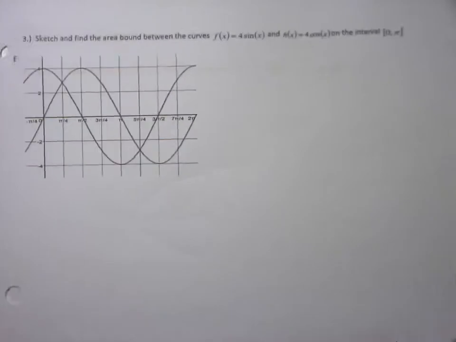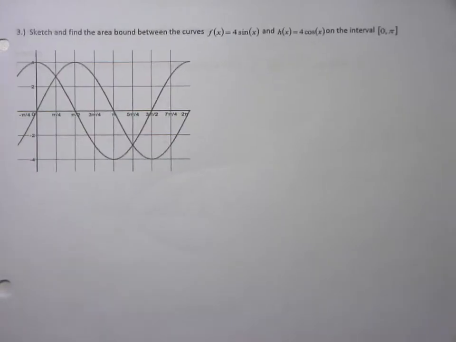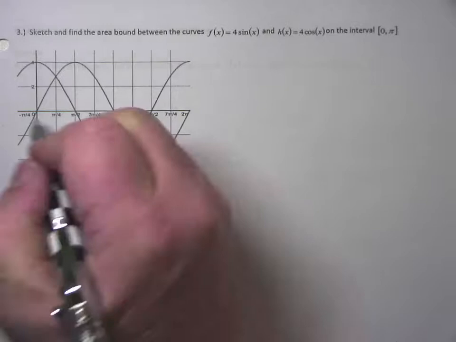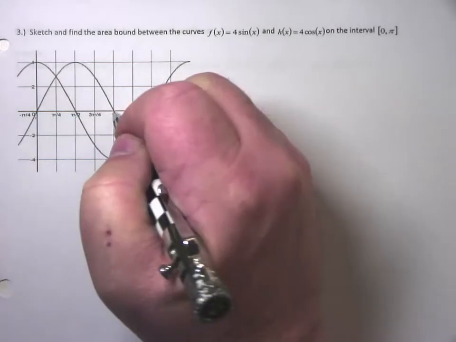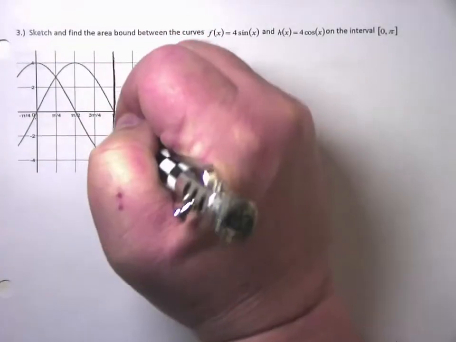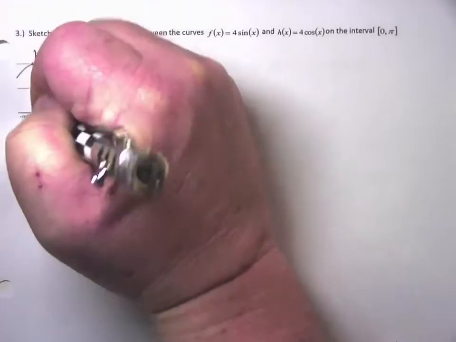It says, sketch and find the area bounded between the curves f of x equals 4 sine of x and h of x equals 4 cosine of x on the interval between 0 and pi. So, they've given me bounds, 0 to pi. I try to help you guys out with this and draw out my graphs here. Here is 0, and pi is right here. So this is where I'm stopping, and this 0 is where I'm starting. So I'm only focused on between these two.